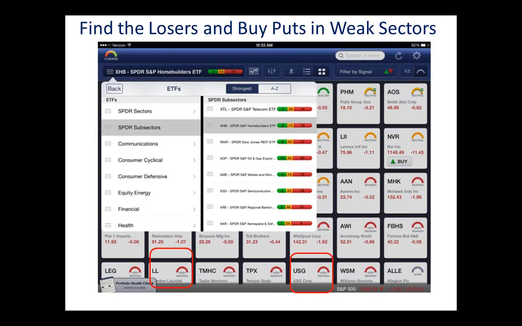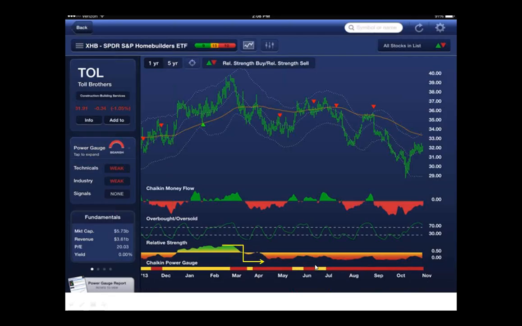And then we can dive in, and actually by clicking on home builders, we get a tab that shows us all the different components of that subsector. And we're going to take a look at a couple of them just to finish the point. Weak group, you've got stocks with bearish power gauges, negative relative strength, and sell signals all over the place.